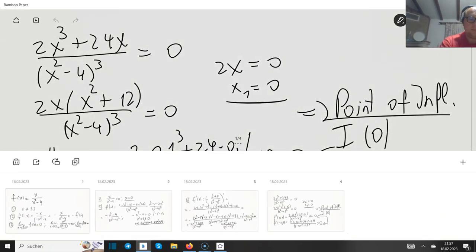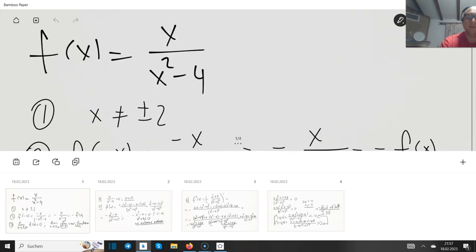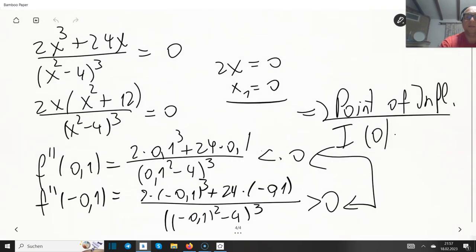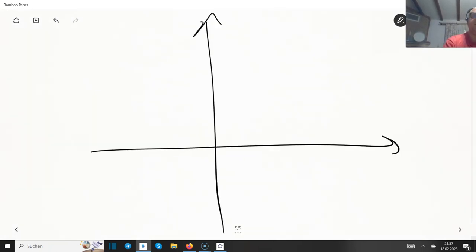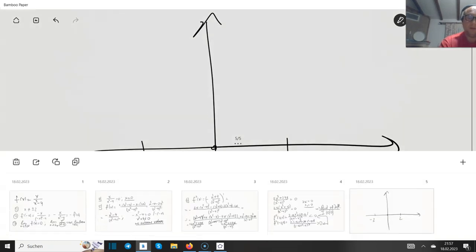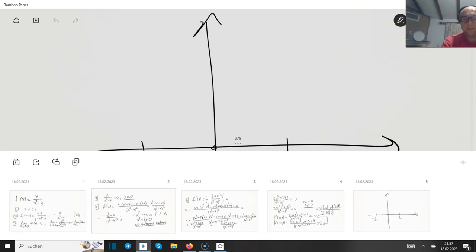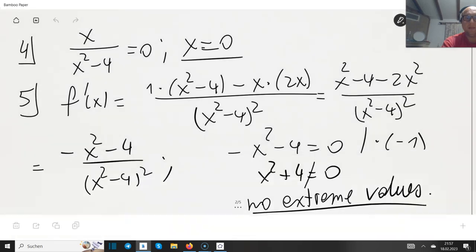Well, let's see. We started here. 0, 0. 0 is a turning point. And a 0 point as well. Okay, I'm ready to plot the graph. We have troubles at 2 and at minus 2. We're approaching 0 in both end sides. We know that. We're symmetric. We have no extreme values. Let's see here.